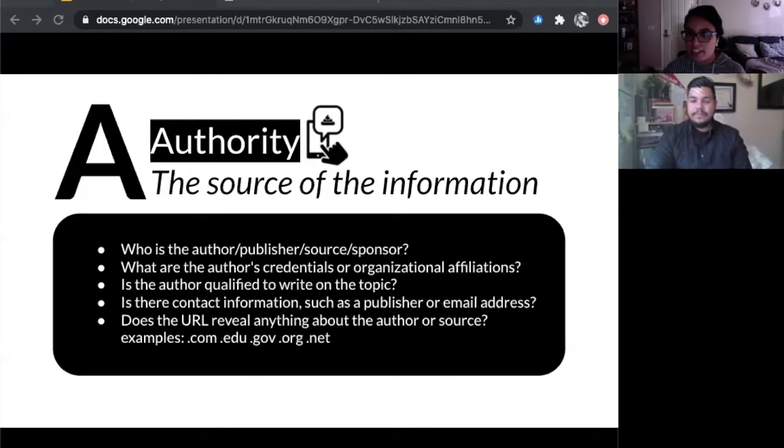All right, so the first A is authority, or the source of the information. For this, ask yourselves, who is the author, the publisher, the source, potentially the sponsor? What are the author's credentials or organizational affiliations? Is the author qualified to write on the topic? Is there contact information such as a publisher or email address? That helps to build credibility if you can reach out. And then if it's an online source, does the URL reveal anything about the author or the source? For example, is it a .com, .edu, .gov, .org, .net? And just how we talked about earlier, you have to consider the author's relationship to the topic and what kind of expertise is needed. Yep.